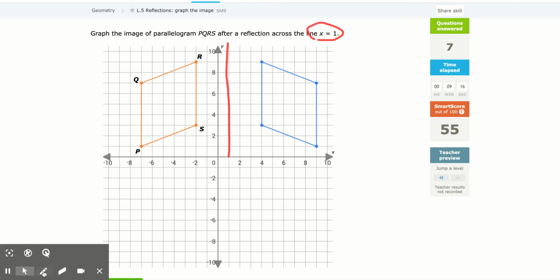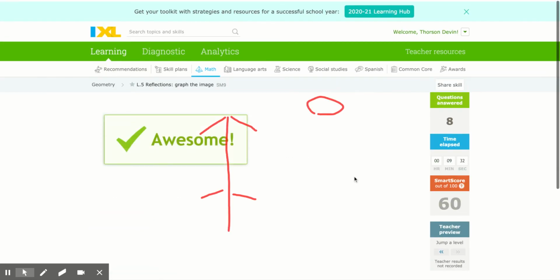Again, if you have any questions, please do bring them to class. I'm just making them look like wings so you can see that it's a mirror image of it. Bring your questions to class and I will help you at that point.